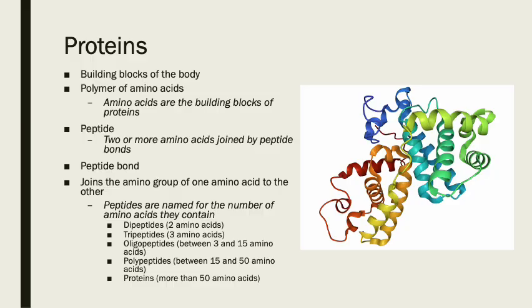Proteins. Proteins are the building blocks of our body. They build everything. Proteins are made up of a polymer of amino acids. So amino acids are the building blocks of proteins, which are the building blocks of our bodies.